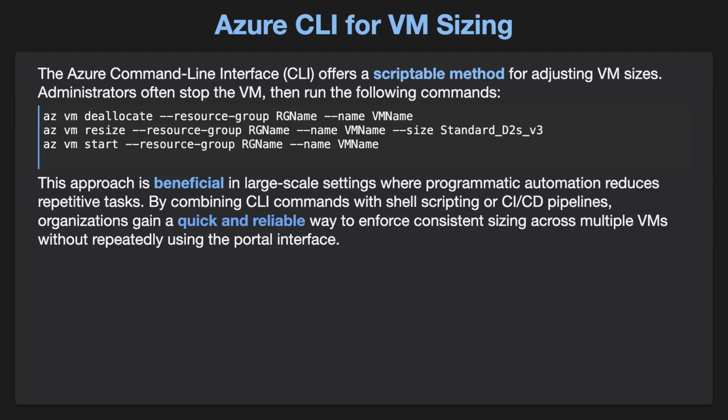This approach is beneficial in large-scale settings where programmatic automation reduces repetitive tasks. By combining CLI commands with shell scripting or CI/CD pipelines, organizations gain a quick and reliable way to enforce consistent sizing across multiple VMs without repeatedly using the portal interface.